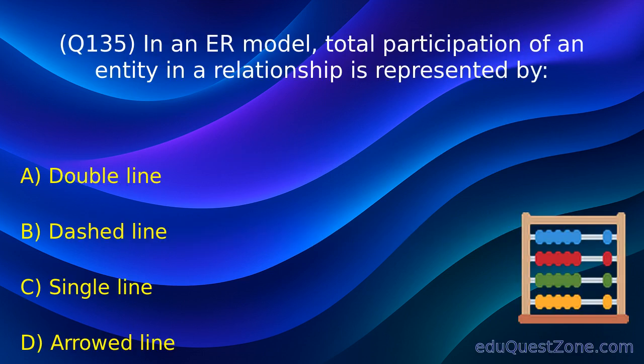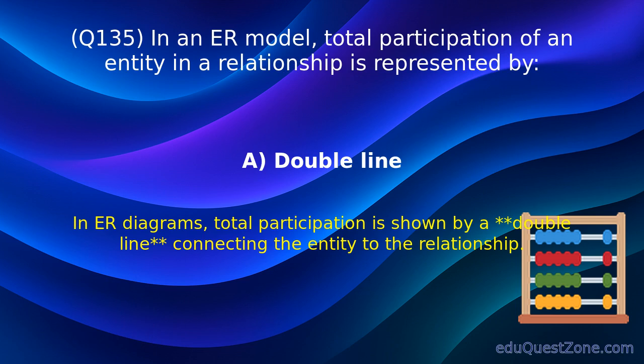Question number 135. In an ER model, total participation of an entity in a relationship is represented by option A, double line. Total participation is shown by a double line in the diagram.